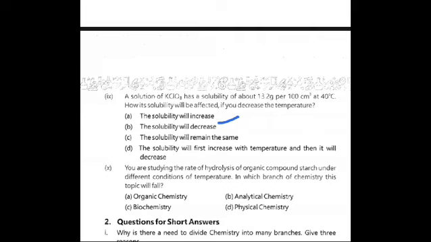Then MCQ number 10 is: you are studying the rate of hydrolysis of the organic compound starch under different conditions of temperature. In which branch of chemistry does this topic fall? It basically falls in physical chemistry, because physical chemistry deals with the study of reaction rates and mechanisms, including hydrolysis under different temperatures.